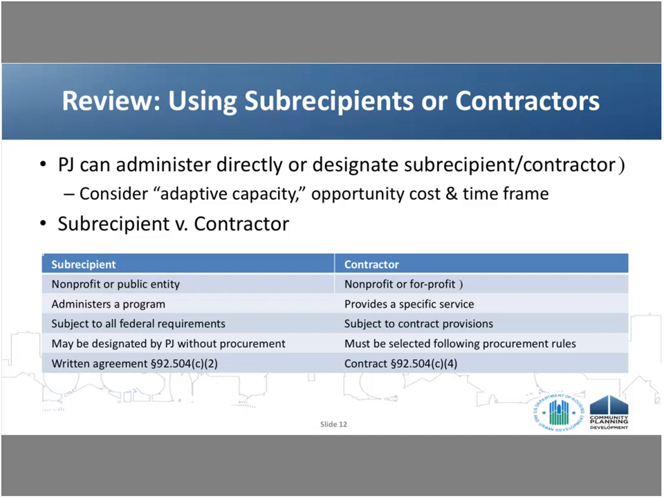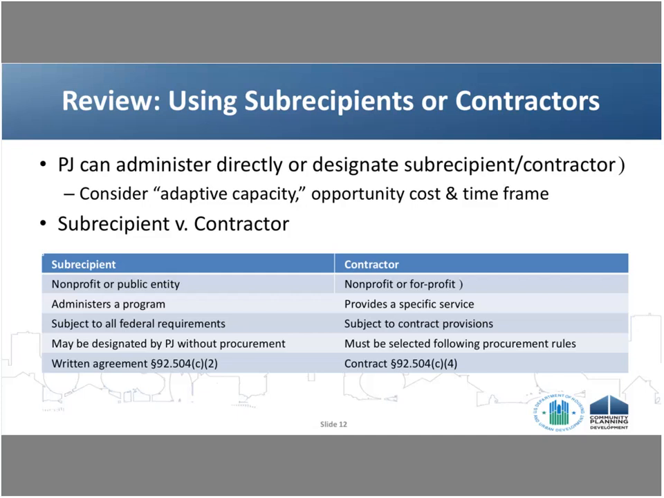Next, we talked about use of subrecipients or contractors in lieu of in-house PJ administration. We received a lot of questions about the distinctions between the two terms, so let me do a bit of a summary review here. Subrecipients are nonprofits or public agencies that administer some or all of the program on behalf of the PJ. Under federal rules, subrecipients are part of the PJ's administrative team, and they have fairly broad-based administrative policy and authority to the extent you give it to them, and are subject to all federal requirements, including the Uniform Administrative Rules at 2 CFR Part 200.